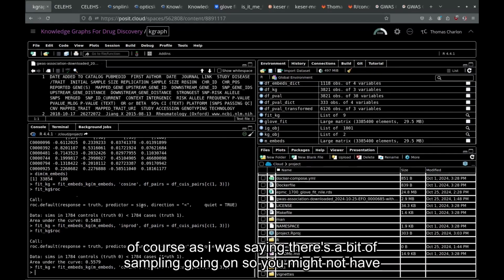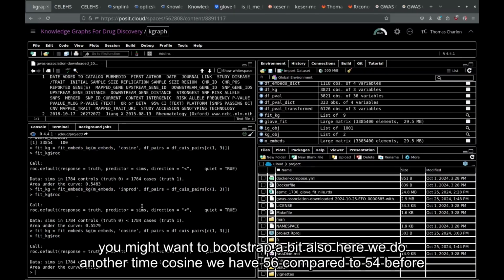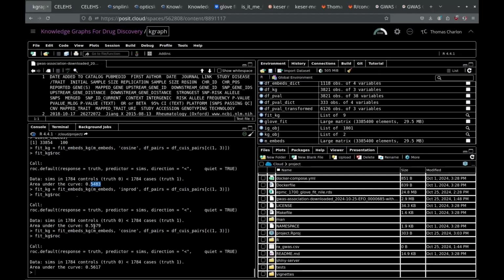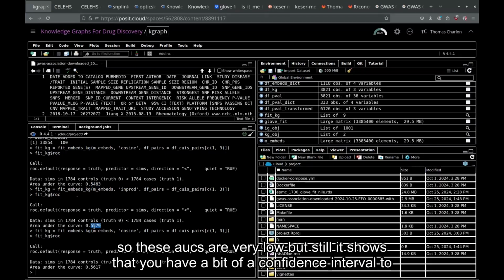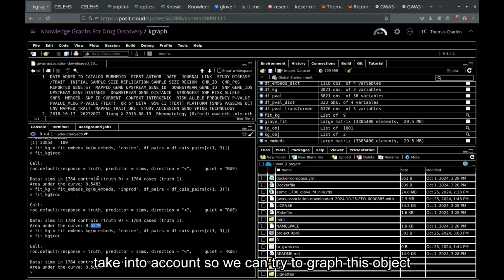Of course, as I was saying, there's a bit of sampling going on, so you might want to bootstrap a bit also. Here we do another time cosine, we have 56 compared to 54 before. So these AUCs are very low, but still it shows that you have a bit of a confidence interval to take into account.